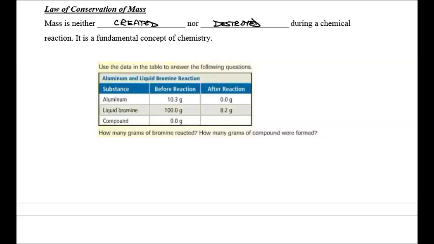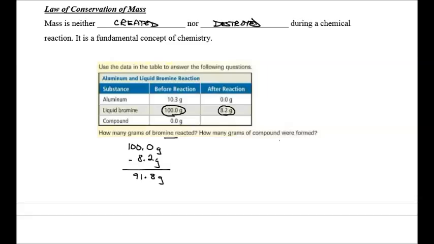So if we look at the data in the table below, it wants to know how many grams of bromine reacted. This is pretty straightforward. There's 100 grams of bromine before the reaction. There's 8.2 grams of bromine left after the reaction. So the amount of bromine that reacted is 91.8 grams.